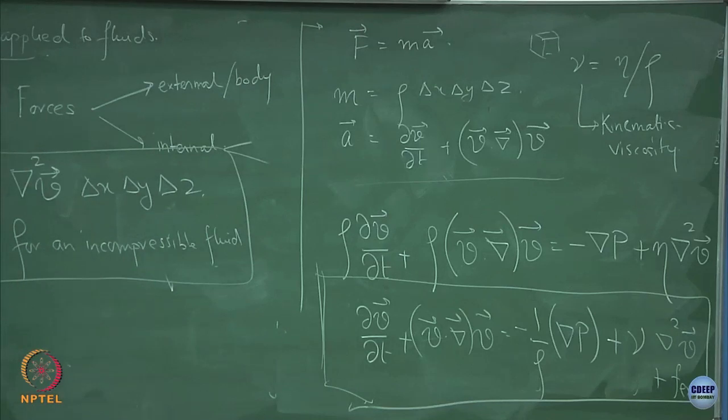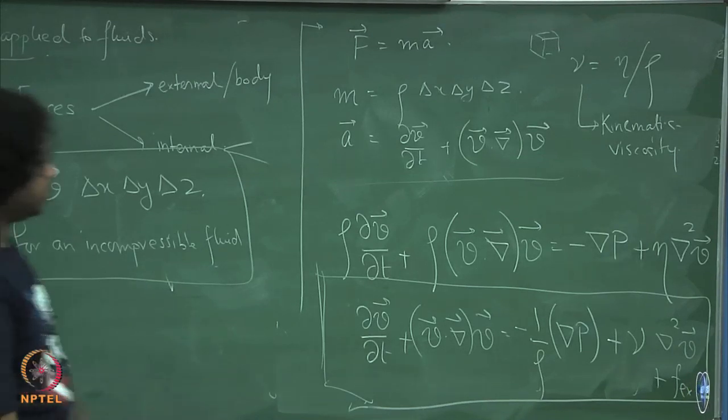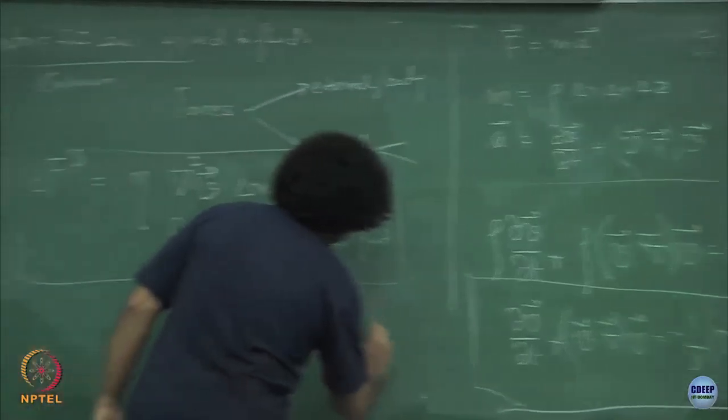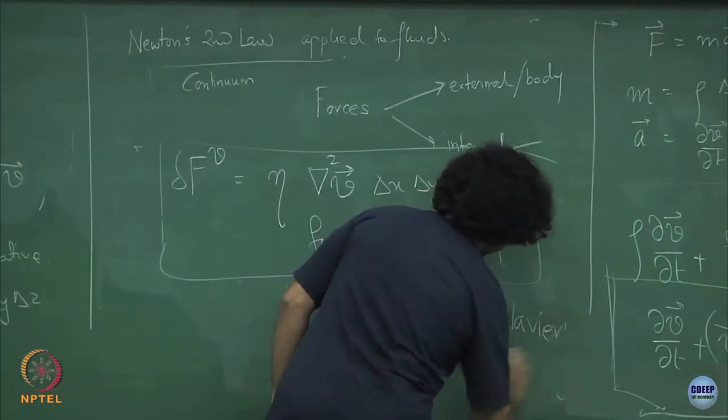I did a very loose derivation, like I said, but there are more formal ways to derive it in all its full glory without assuming this cuboid and so on and so forth. You can do it for an arbitrary fluid parcel. And you will come to the same equation, the Navier-Stokes equation. Okay. So, this is my Navier-Stokes.